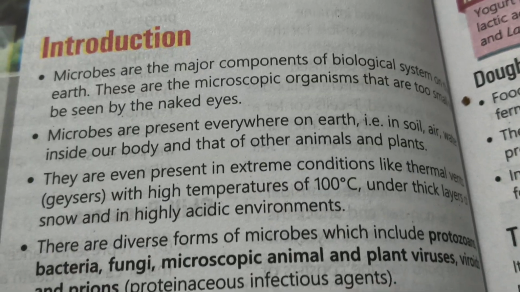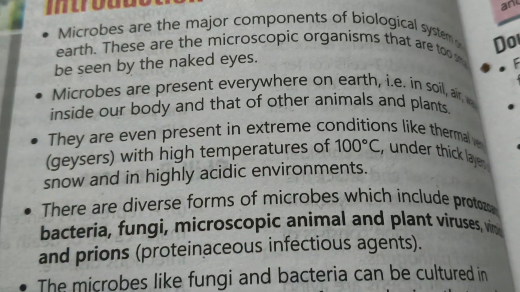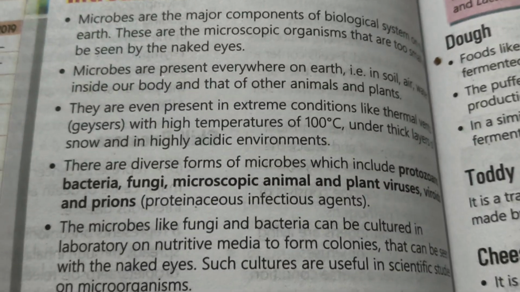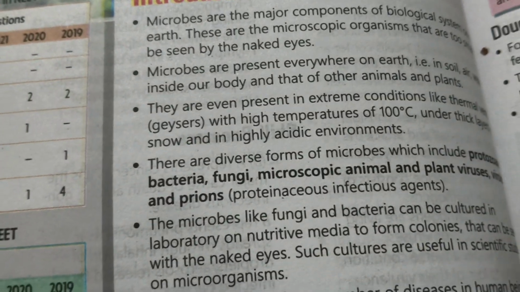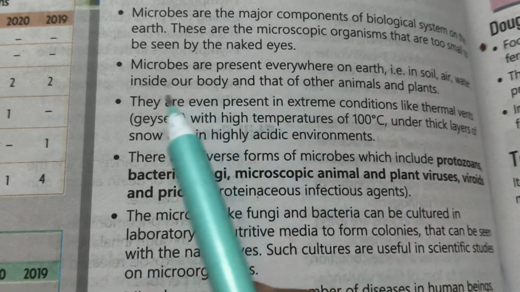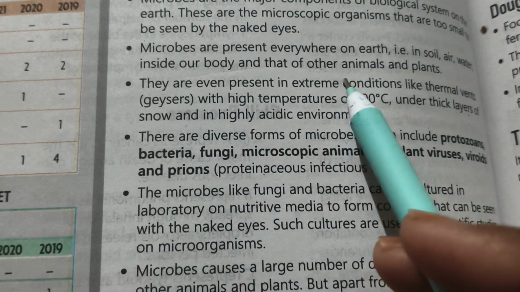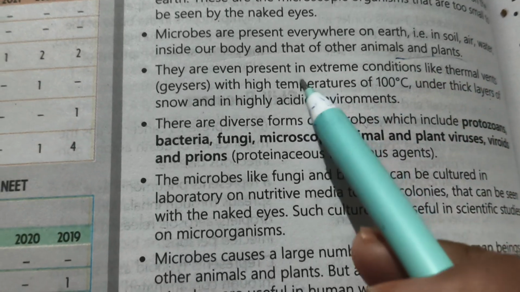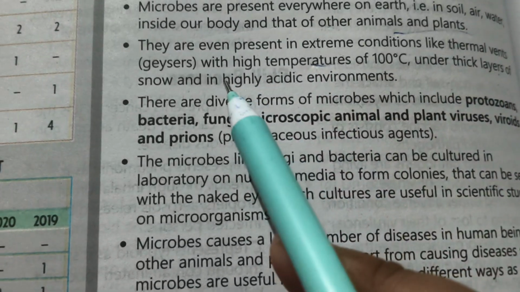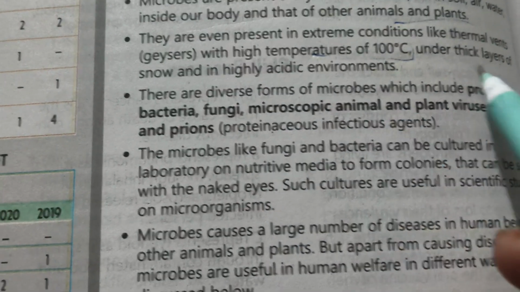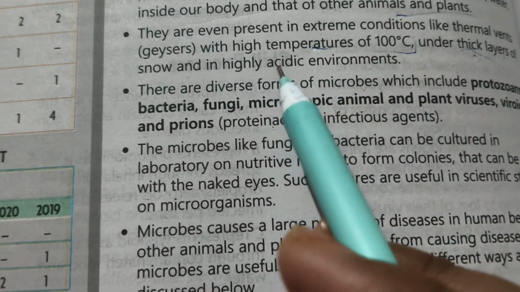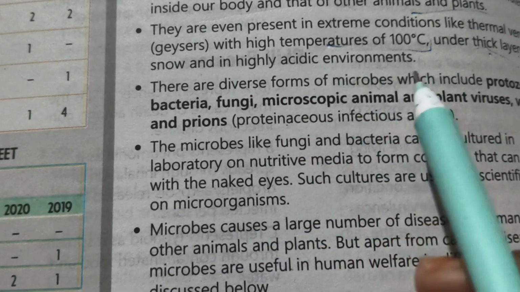Microbes are the major component of biological system and Earth. These are microscopic organisms that are too small to be seen by the naked eye. Microbes are present everywhere on the earth: soil, air, water, inside our body, and of other animals and plants. They are even present in extreme conditions like thermal vents, geysers, temperatures of 100 degrees Celsius, under thick layers of snow and highly acidic environments.